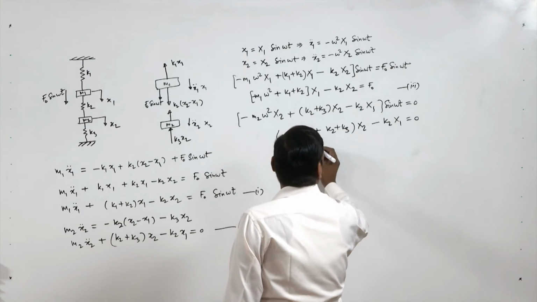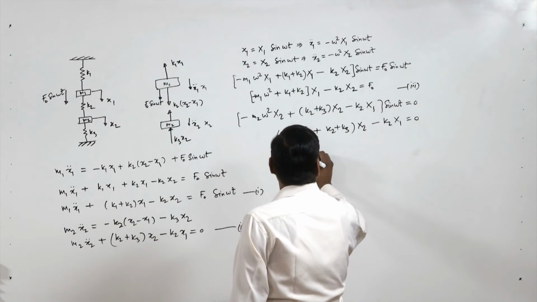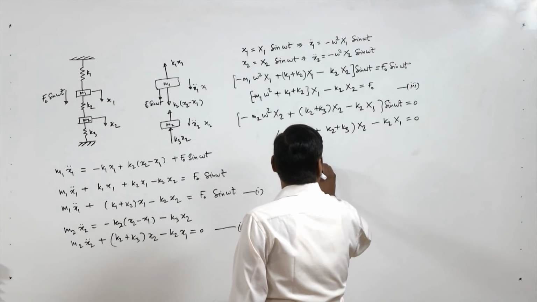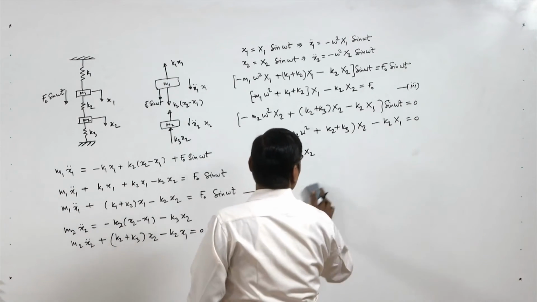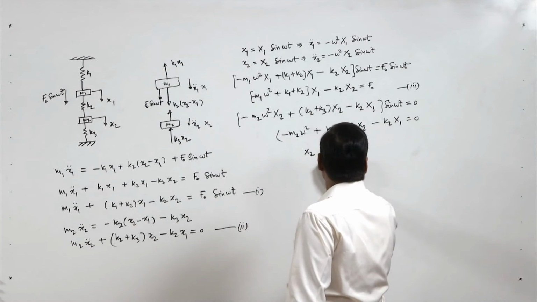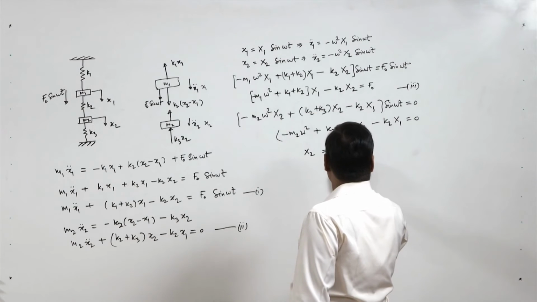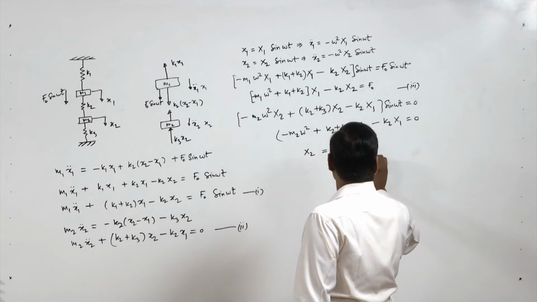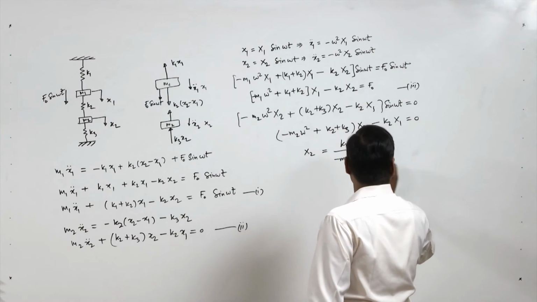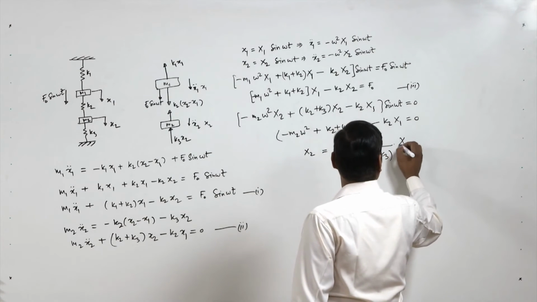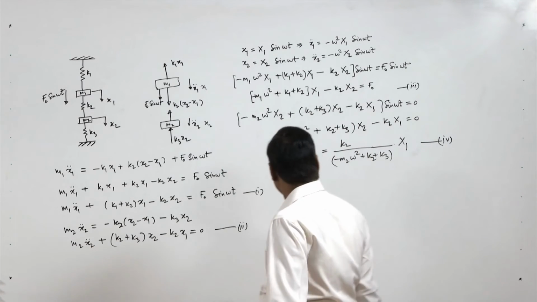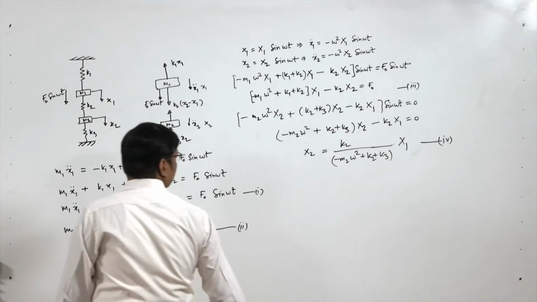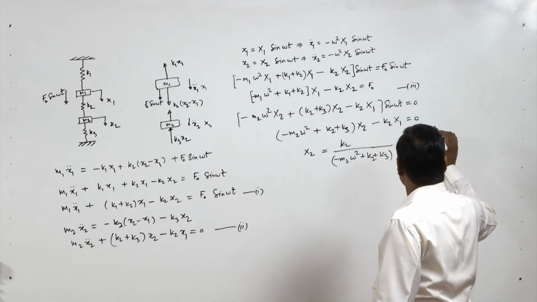So, from here we can find x2 by x1. So, we can write x2 equal to k2 by minus m2 omega square plus k2 plus k3 into x1. Okay, so this is equation number 4.